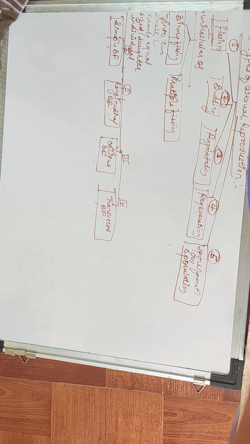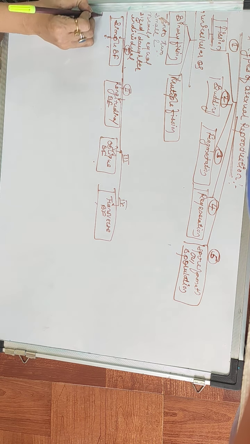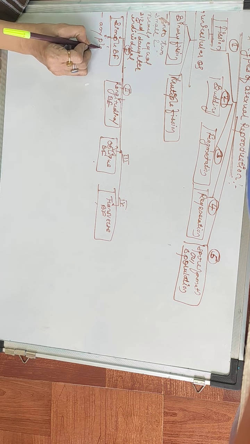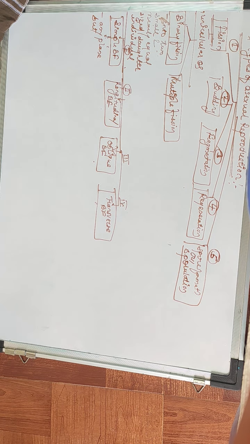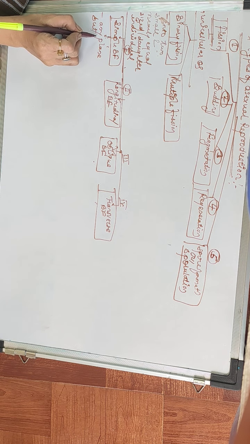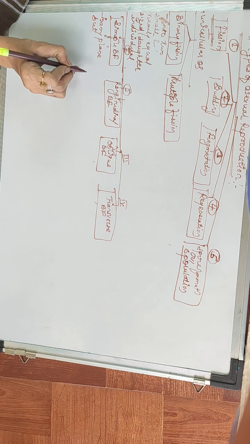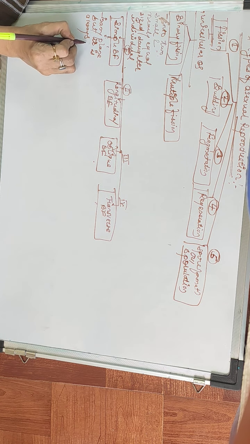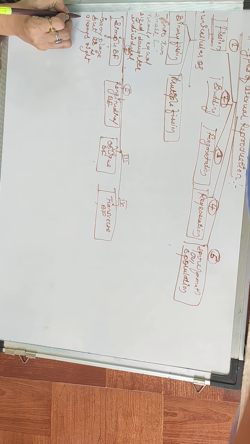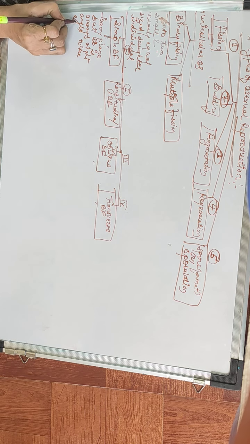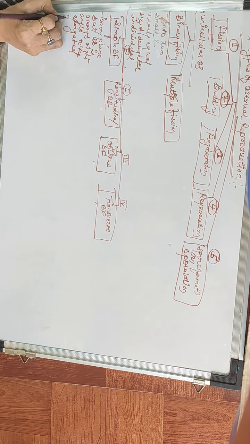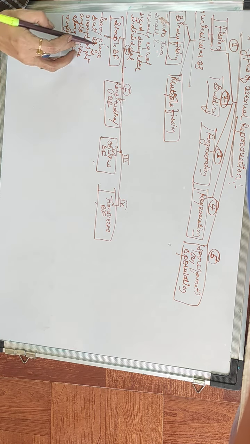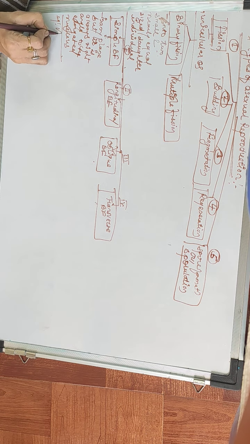Now what is meant by simple binary fission? Here, the division occurs in any plane, but it is always at right angle to the elongated dividing nucleus. That type of fission is known as simple binary fission, and it generally occurs in amoeba.